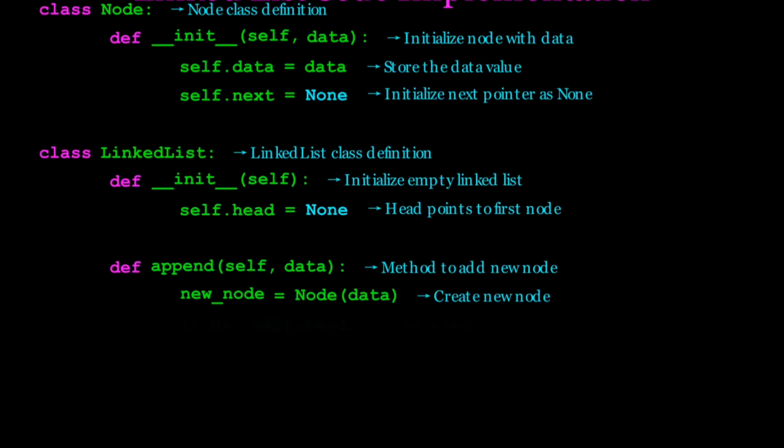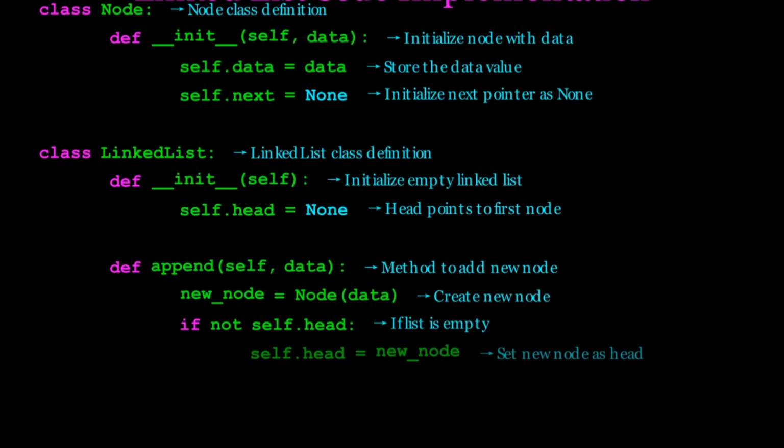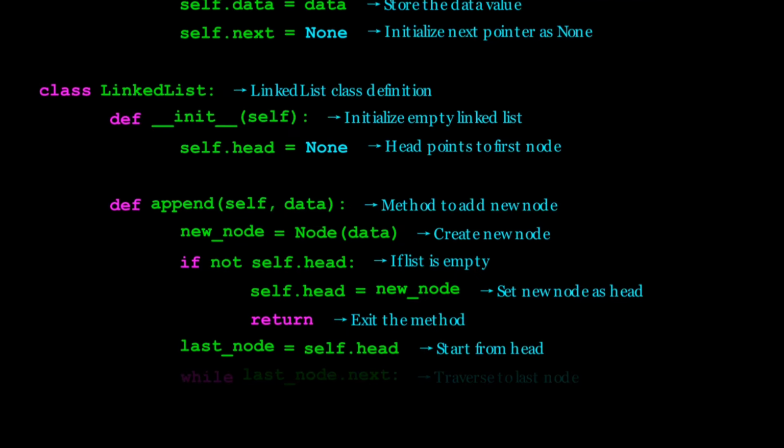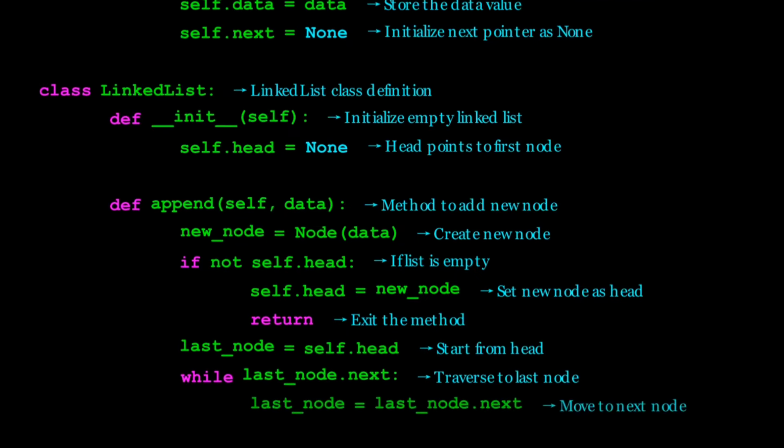To add nodes to the list, we use the append method. This method adds a node at the end of the list. We create a new node with the given data. If the list is empty, we set the new node as the head. Otherwise, we traverse to the last node and link the new node to it. That's how appending data to the linked list is carried out.